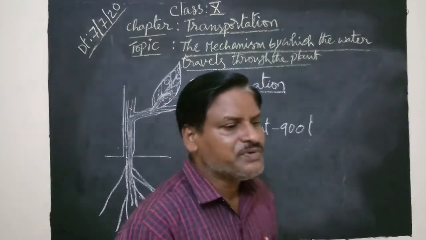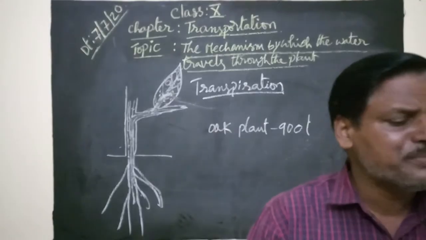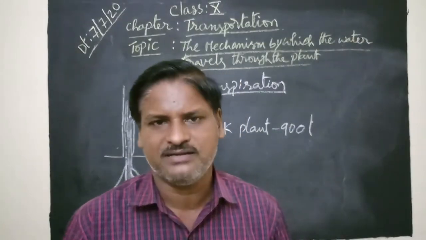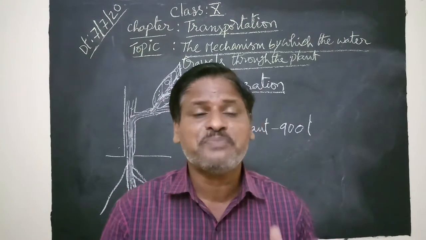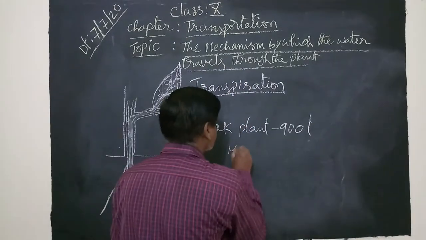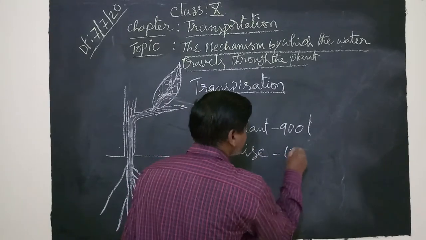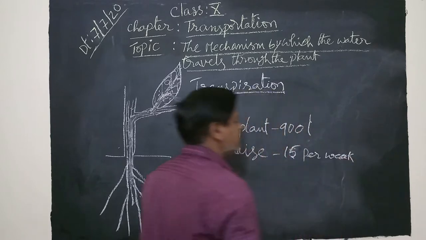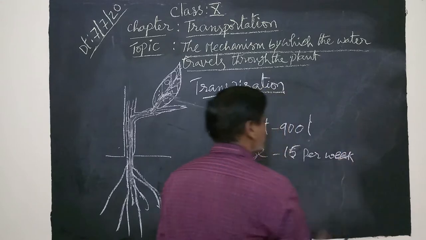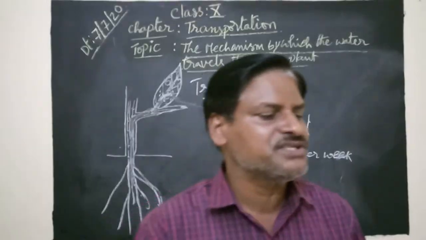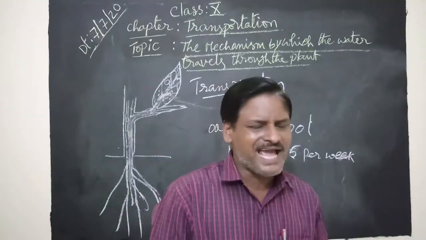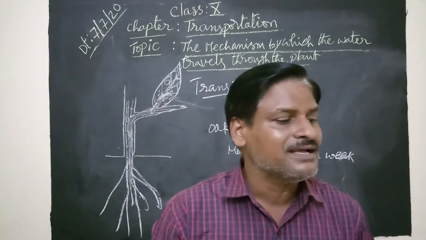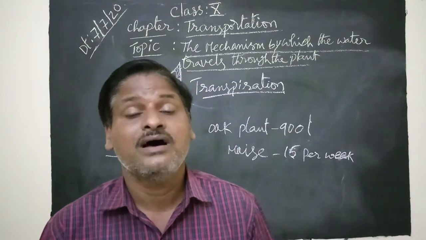So, like that, if you take a maize plant, the fully grown maize plant transpires, that means it is leaving the water in the form of water vapor. The fully grown maize plant transpires 15 liters per week, children. Another example also is given, children: one acre of maize plants, 13,25,000 liters of water in 100 days they transpire, children.